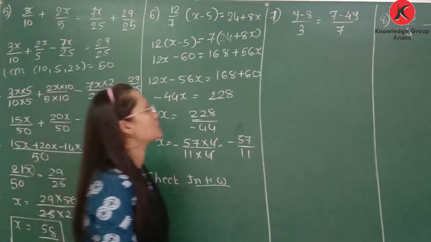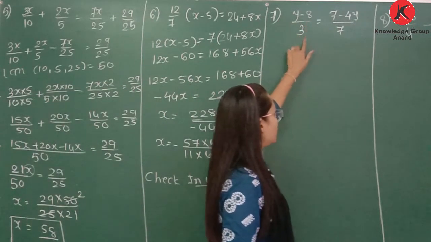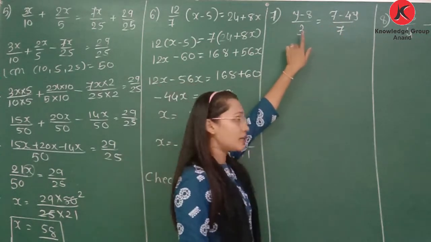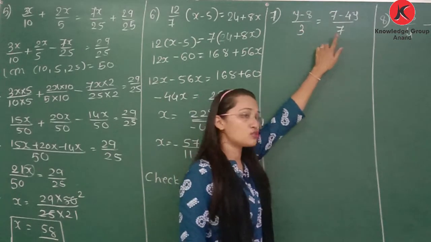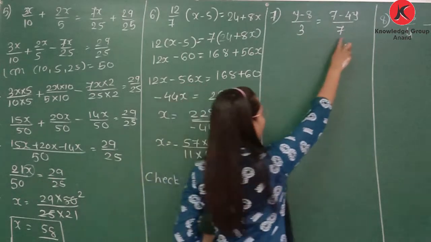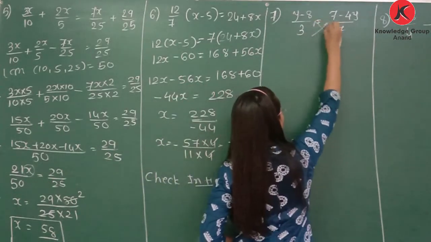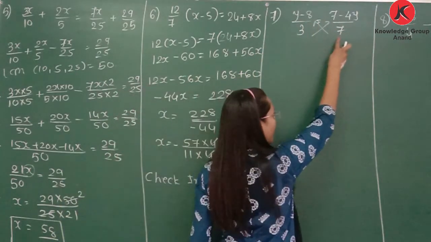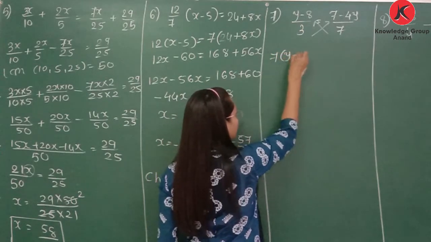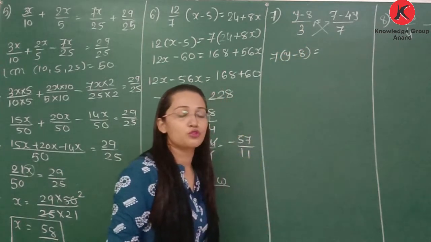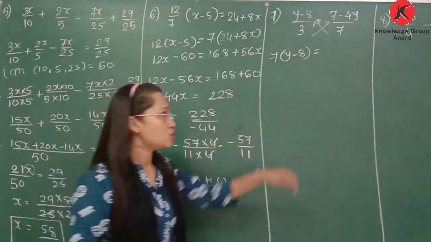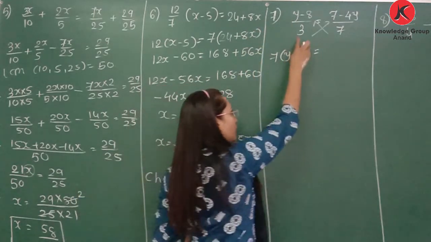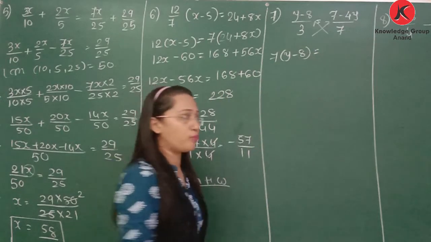Okay. Now next. (y minus 8) divide 3 is equal to (7 minus 4y) divide 7. Here 3 is in a divide on the left side, and 7 is also in a divide on the right side. So if we apply the transpose method, we need to multiply 7 on the left side. 7 is divide down, so on the left side it becomes multiply. Transpose method means we need to apply the inverse function. So here 7 is in a denominator, so on the left side it becomes multiply, and 3 that is in a divide, it becomes multiply on the opposite side.